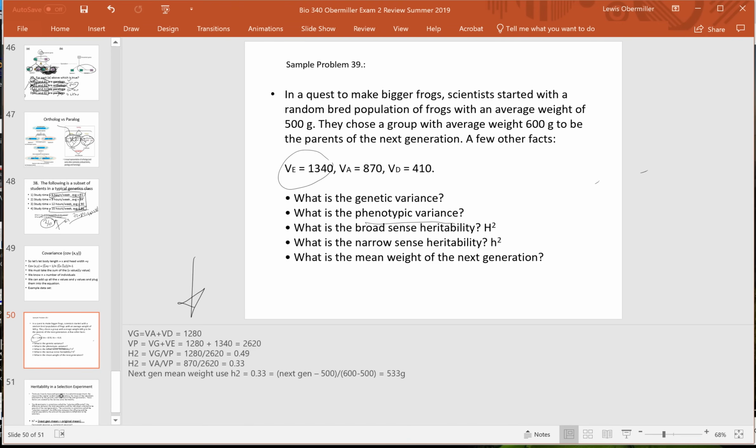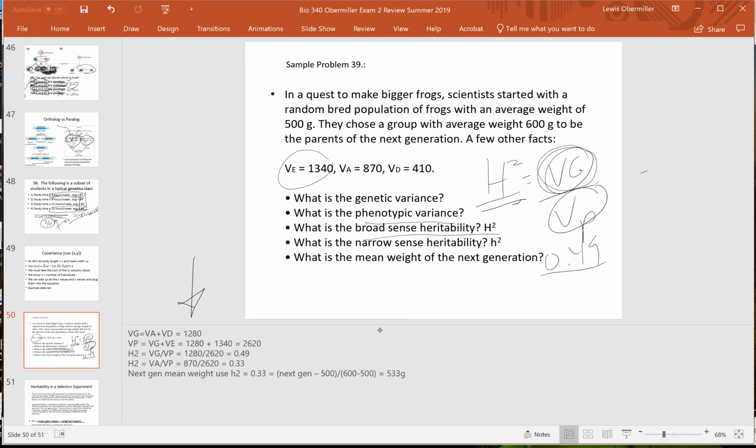And then, let's see, broad sense heritability. So big H squared equals VG divided by VP. We already have both these values, so we just have to plug it in, and we get 0.49. So that's broad sense heritability, right? Because broad sense is every genetic component. That's why it's called broad.